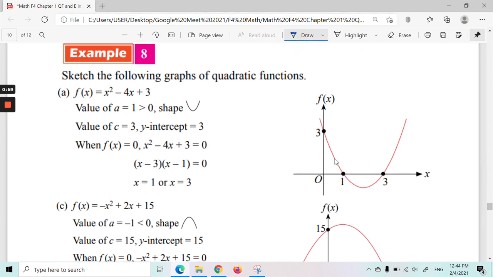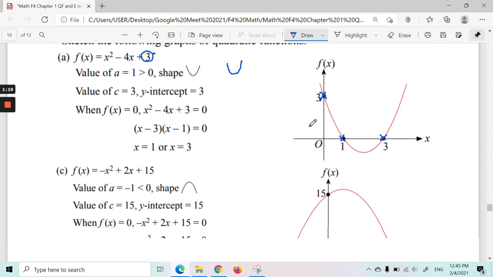So what you need to do is put the two points here. After that, you need to determine the shape. a is 1, meaning greater than 0, so you have a U shape. So you know the graph looks like this. And then the value of c, the y-intercept, is 3. So at x equals 0, the y-intercept is 3, meaning this one is 3.